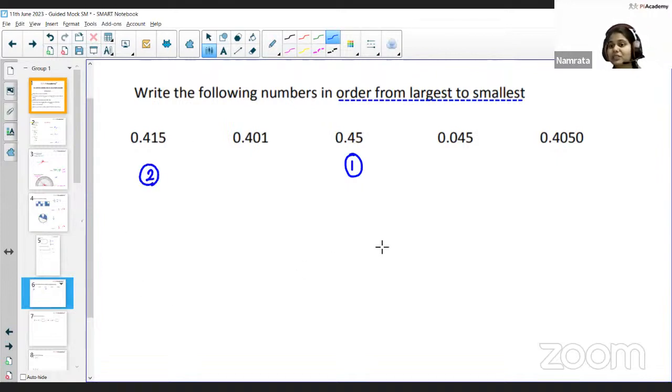Always remember, whenever there's a decimal number, we read the digits individually after the decimal point. So this can be read as 0.415. Moving on to the third number, it's 0.405. Very good. Then 0.401, and the last one, the smallest one, will be 0.045.